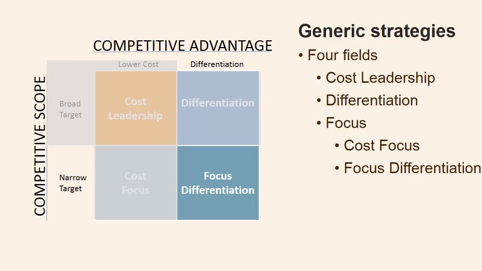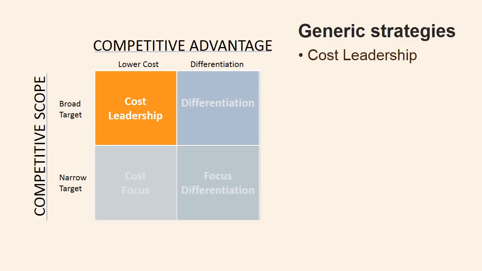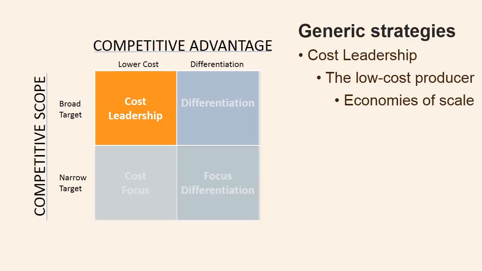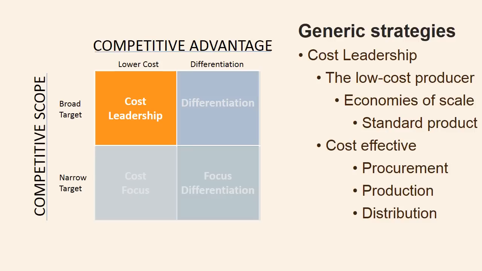The first is cost leadership, which is perhaps the clearest of the generic strategies. In it, a firm sets out to become the low-cost producer in its industry, also called the cost leader. This can be achieved by economies of scale. Low-cost producers sell a standard product to a broad target of the industry customers. They are also very cost-effective, especially in procurement, production and distribution. IKEA and Walmart are examples of cost leaders.